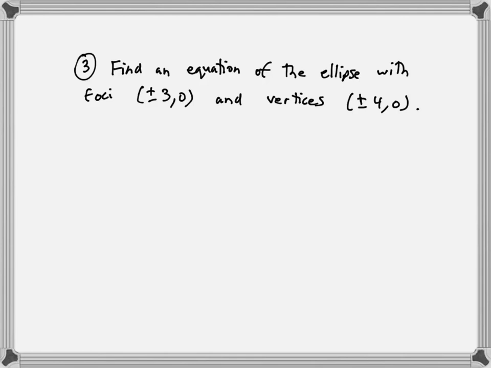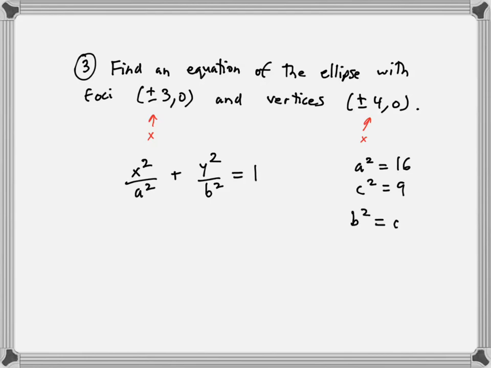So I want you to look at this, right? The foci and the vertices are both going in the x direction, right? So we know that it's going to be this type. It's going to be x squared over a squared plus y squared over b squared is equal to 1. Okay, what is a squared? We know that a squared is 16 because plus or minus a are the vertices, and we also know that c squared is 9. So what's b squared?